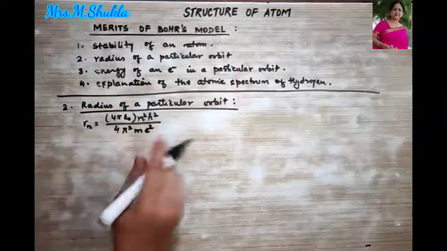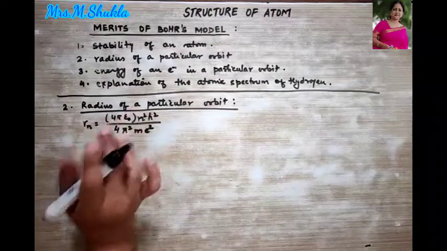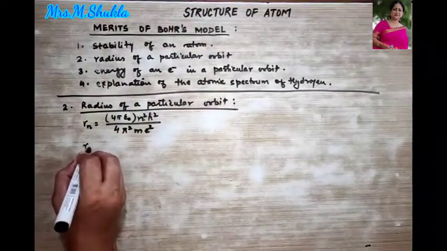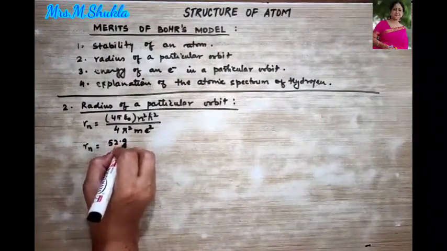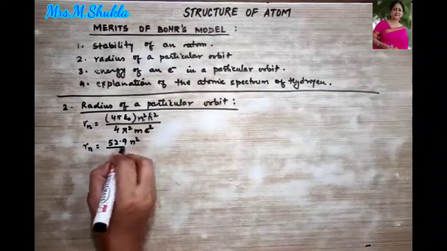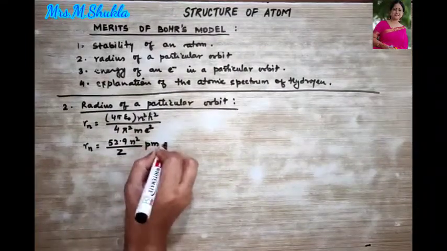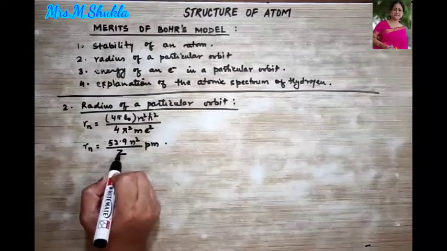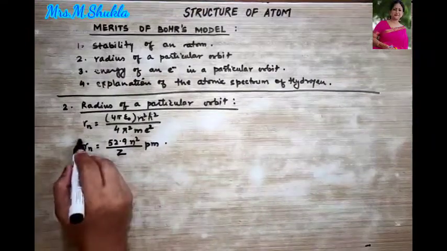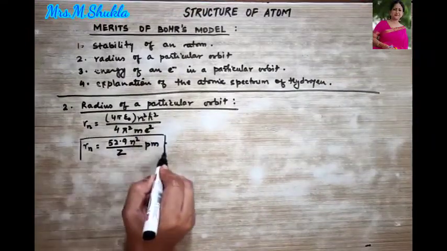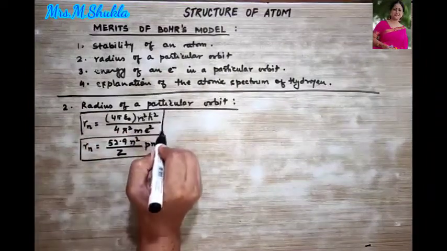When you substitute the values over here, you get a formula where Rn will be equal to 52.9 n square upon Z pm. Okay, so Z is the atomic number and n is the number of the shell. This is what we need to remember, and this is the formula that we need to learn.